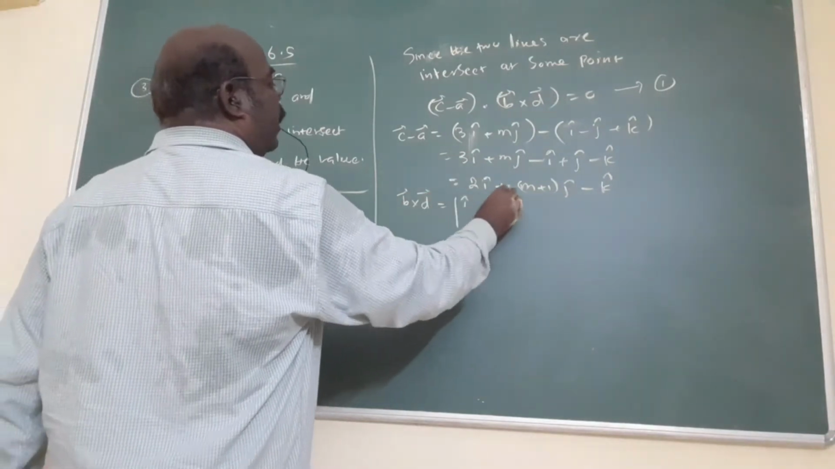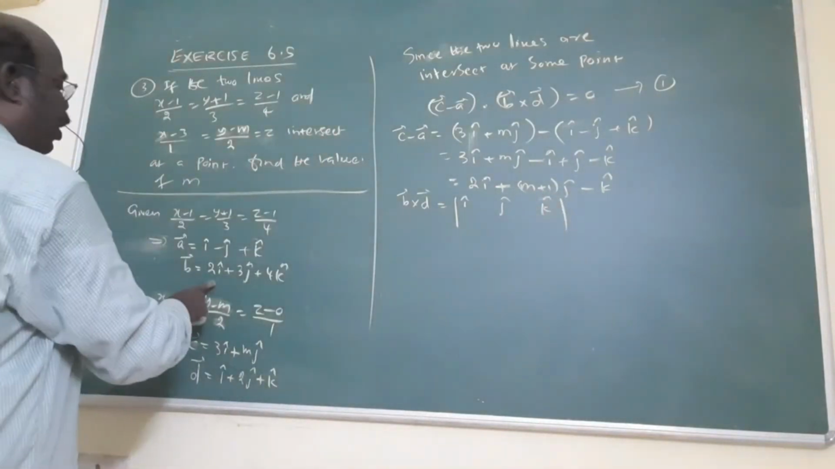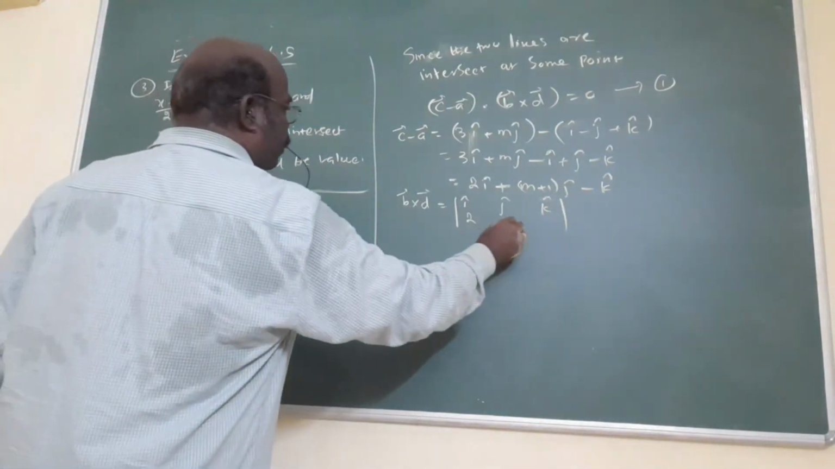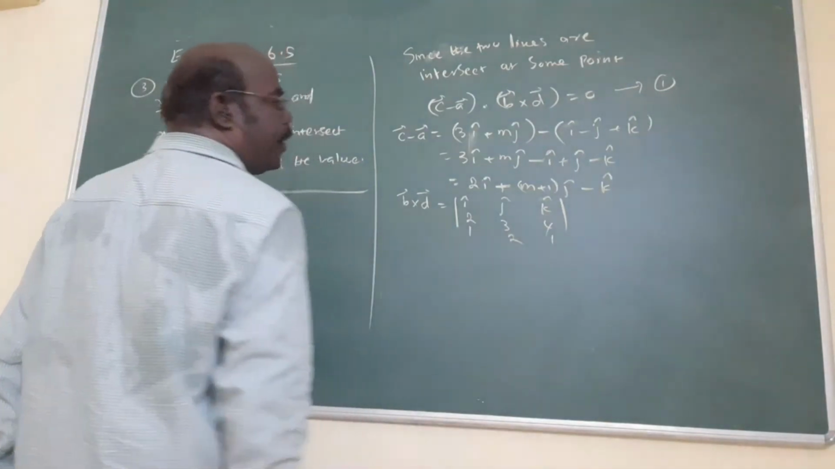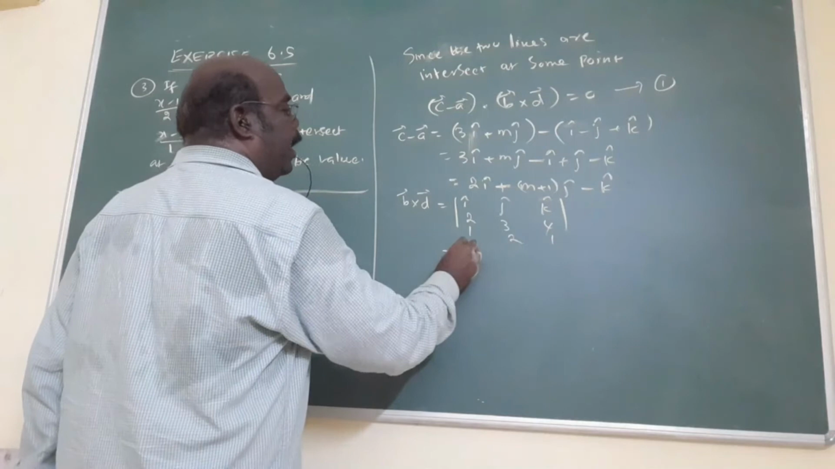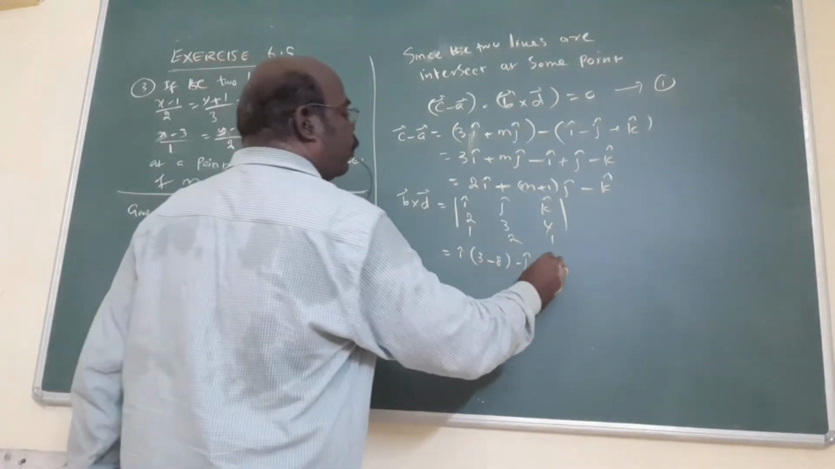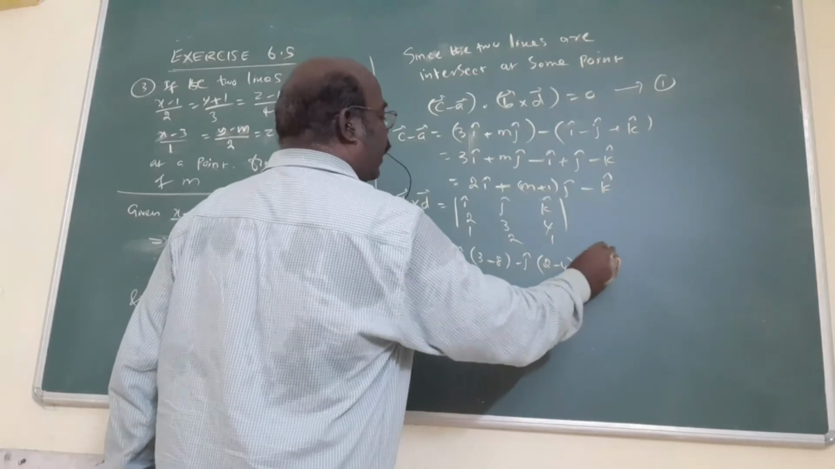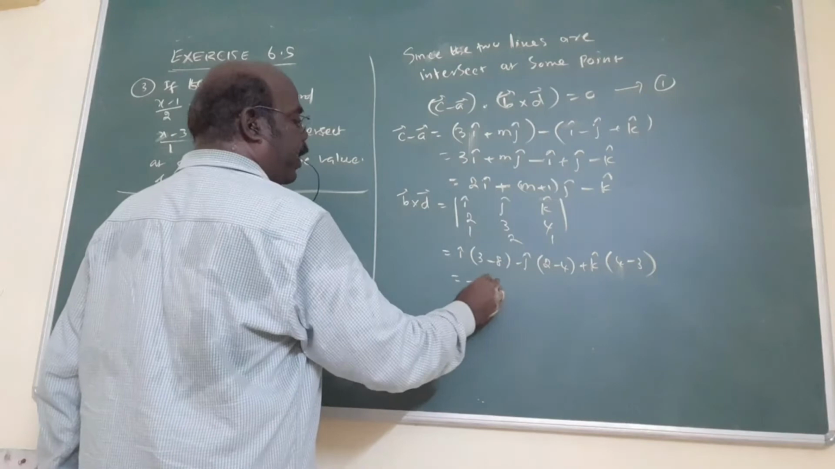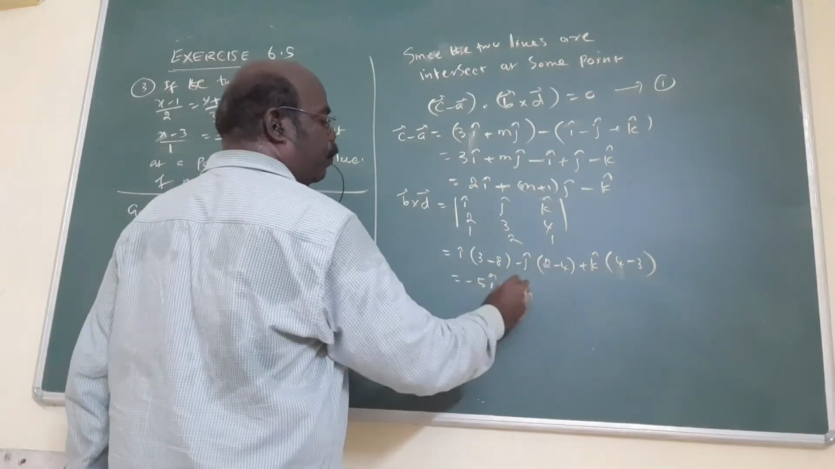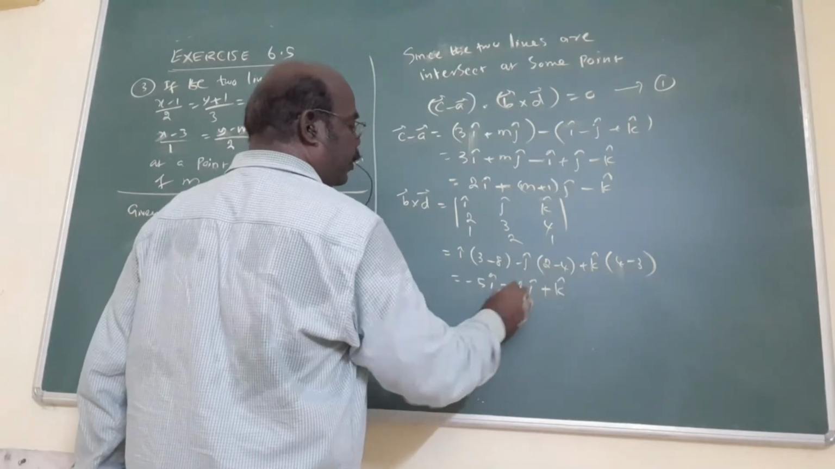I cap, j cap, k cap. Now, what is the B vector? This one, 2, 3, 4. And the other vector is 1, 2, 1. Now expand: i cap into 3 minus 8, j cap into 2 minus 4, plus k cap into 4 minus 3. Now minus 5 i cap, minus 2 plus 2, you know, plus 1 k cap.